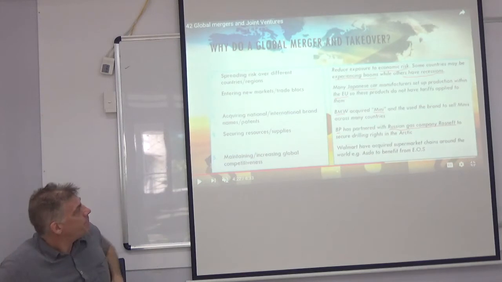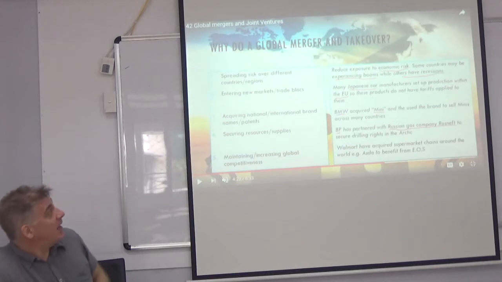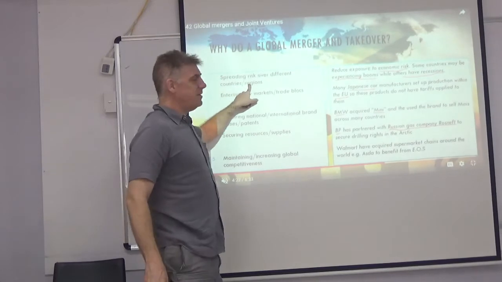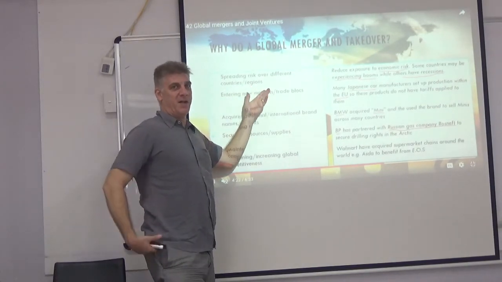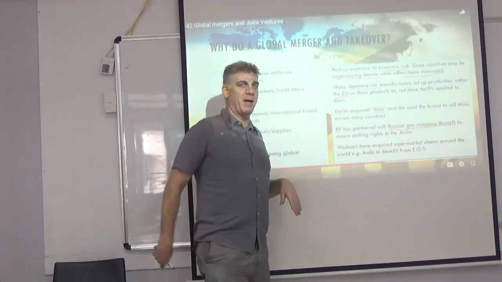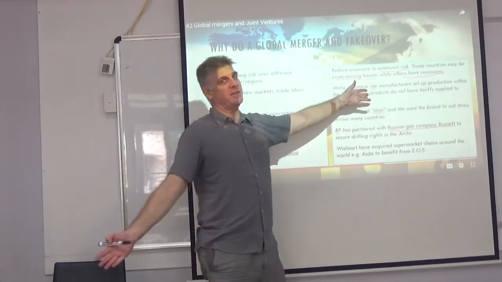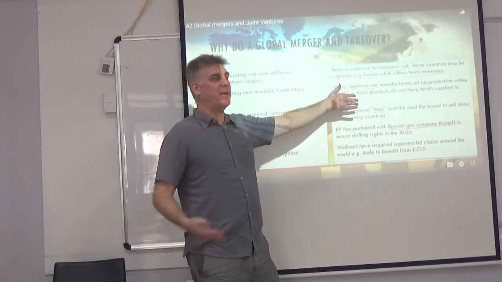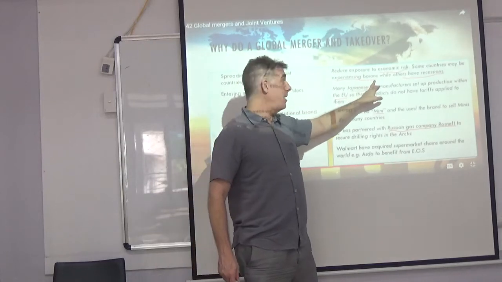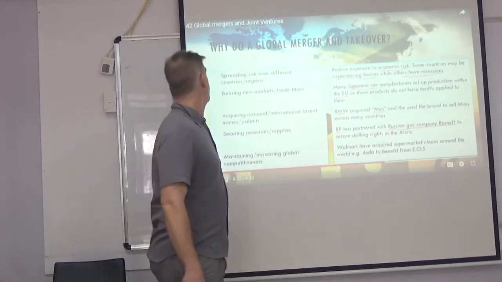Number one, having a diversified portfolio of brands allows companies to spread risk over different countries and different regions. Different economic areas are doing well and some are doing poorly at the same time, but they can be balanced out. So this reduces exposure to economic risk. If you have more things to sell, then if some things aren't selling, that's okay, because other things are. Some countries may be experiencing booms, like Vietnam, while others are having recessions, which is going to be the rest of the world for the next 10 years.